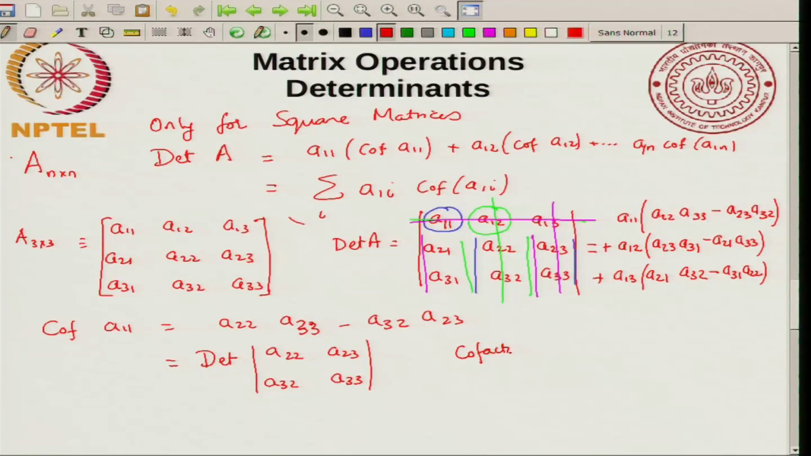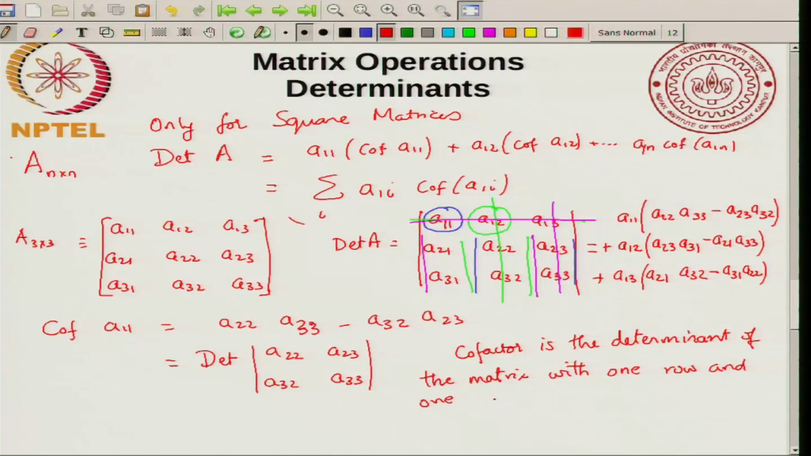Cofactor is the determinant of the matrix with one row and one column removed.